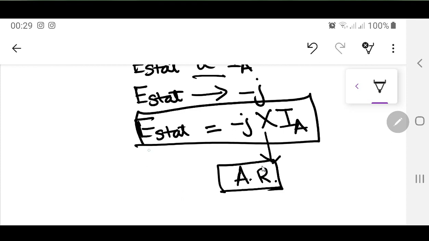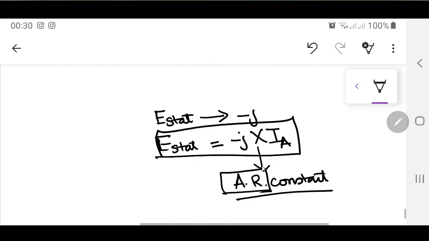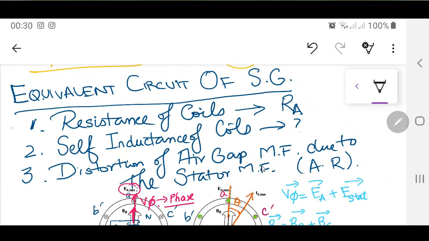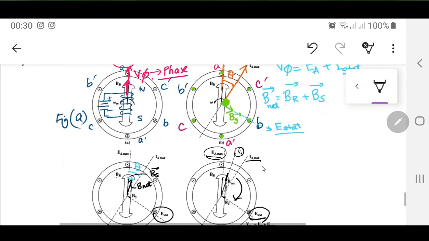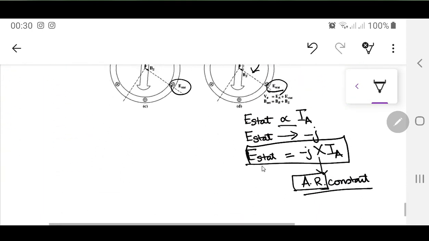So what is E stat? E stat is equal to minus jXIA, the armature reaction constant. Now, if I go back, for the first three, I had a resistance and a self-inductance. What I have just done is model this distortion of the air gap magnetic field due to the stator magnetic field.